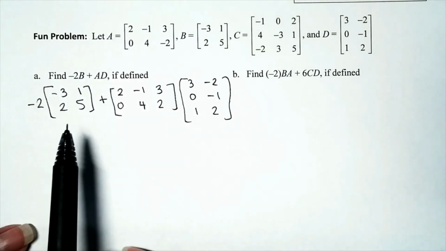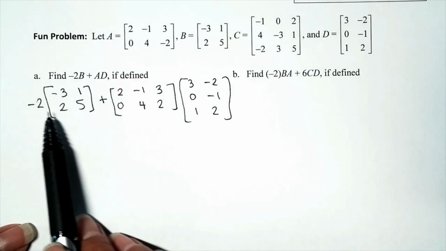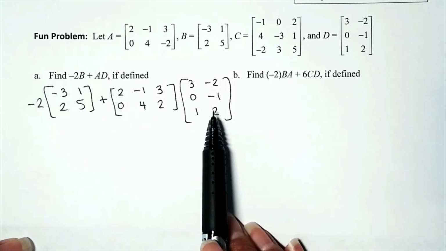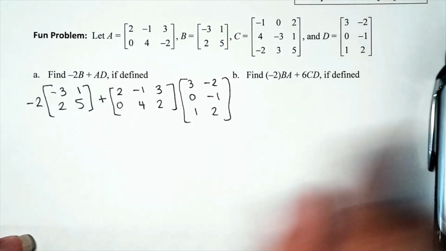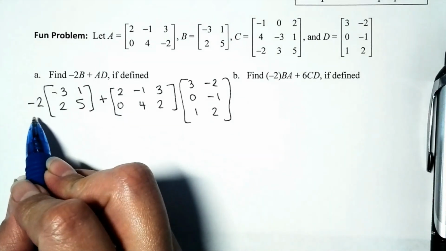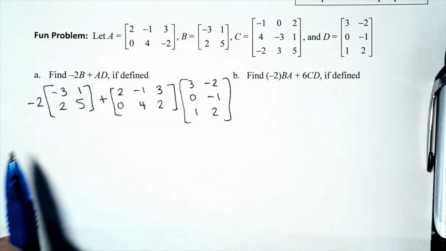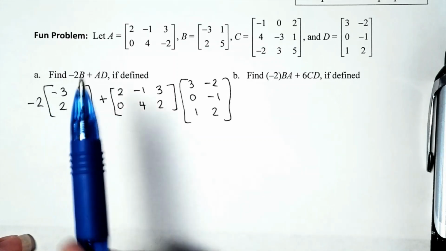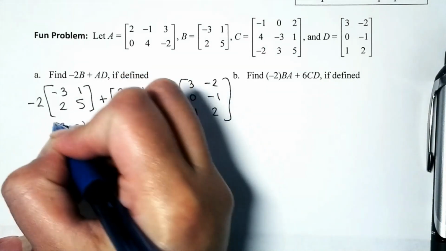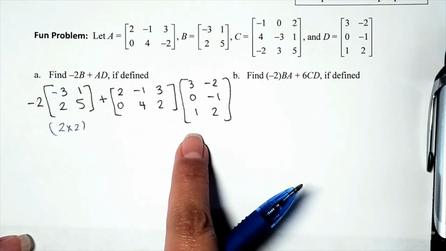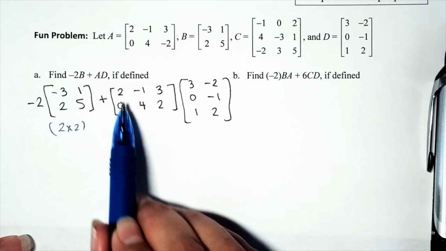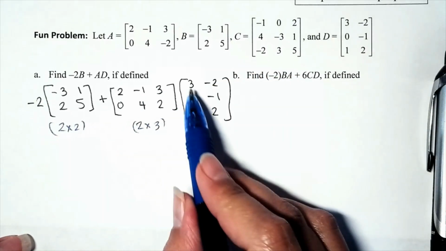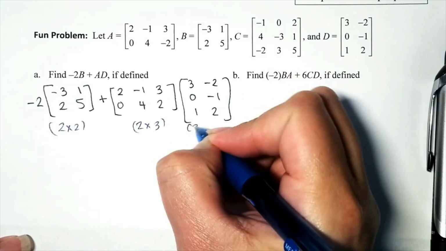All right, so we are to multiply and then add, but I want to know, first of all, can I multiply, and then if I can, can I really add? So let's see if this sum is defined. When we take a matrix and multiply it by a scalar or number, it's not going to change the dimensions. So we have 2 rows, 2 columns, so this is a 2 by 2 matrix. Let's see if this product is defined. This has 2 rows and 3 columns, so this is a 2 by 3 matrix. Next matrix is 3 rows, 2 columns, so it's a 3 by 2 matrix.